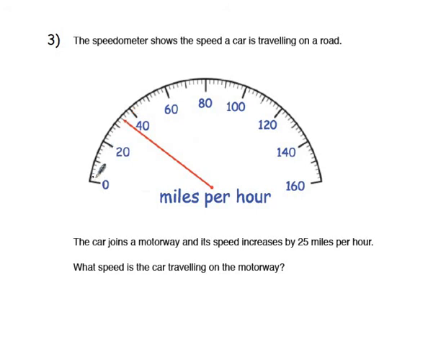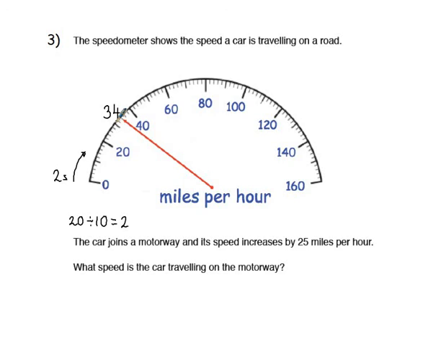So if we count 1, 2, 3, 4, 5, 6, 7, 8, 9, 10. So we've got 10 little parts again to get to 20. So 20 divided by the 10 gives us 2. So we're going up in 2s on the speedometer. So here's our 20, so 22, 24, 26, 28, 30, 32, 34. So the scale is showing 34 miles per hour.